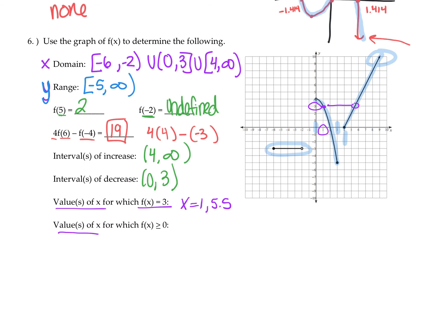What values of x when the function is greater than or equal to 0? I'm going to clean this up really quick again. So when the function is greater than or equal to 0 is here as well as here. So this is from 0 to 2 and then 4 to infinity.